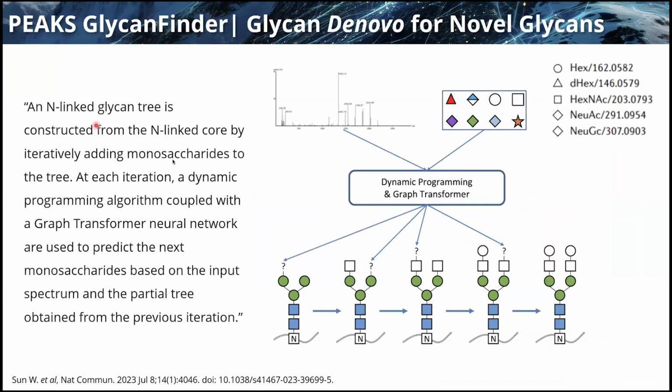We can also perform some de novo sequencing to identify potentially new glycans, and these glycans can then easily be added into the database. For the de novo sequencing, we use a deep learning approach to construct, this is over my head for sure, so I'm just going to simplify it and say our model constructs a glycan tree by iteratively predicting and adding monosaccharides to the tree. And this is done for both N and O-linked glycans.